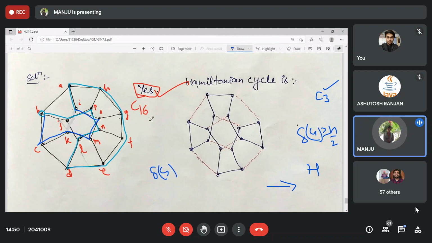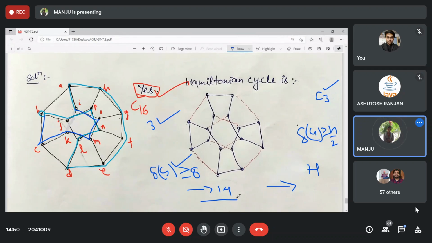Here it is 3 regular, na? Is it? Yes, ma'am. This is 3 regular. So the minimum degree according to this one has to be 8, na? Then the graph is Hamiltonian. If this is satisfied in any graph, then it will be Hamiltonian for sure.